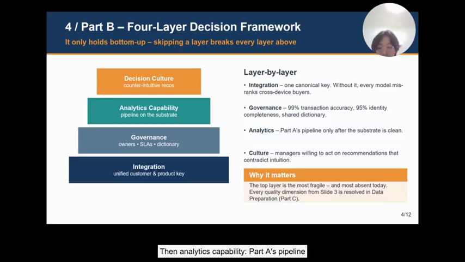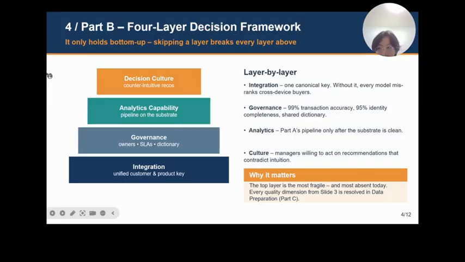The analytical capability pipeline only works after the substrate is clean, and at the top, decision culture, managers willing to act on recommendations that contradict intuition. The top layer is the most fragile and most absent today. Every quality gap from the last slide is resolved in data preparation.